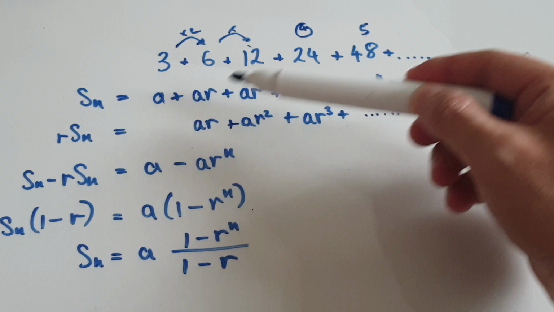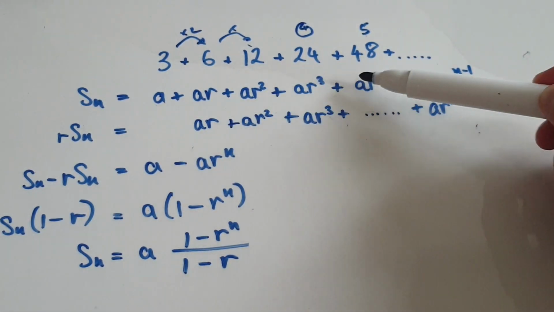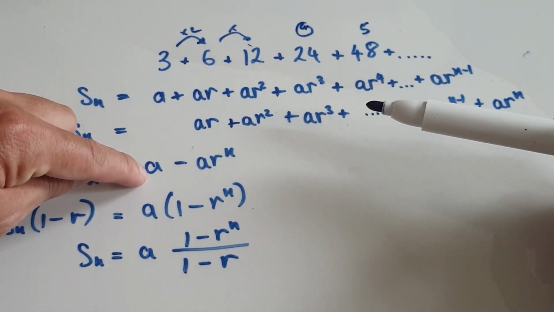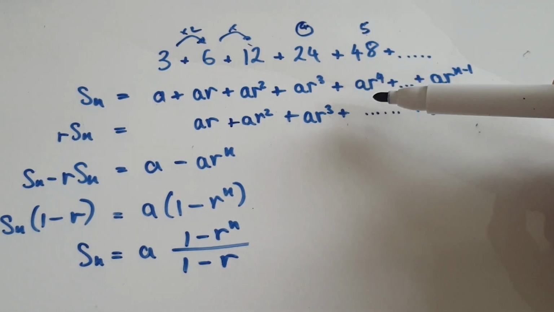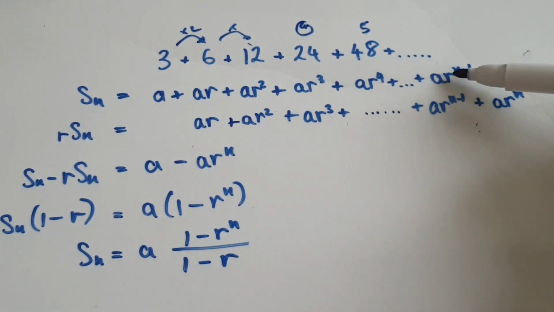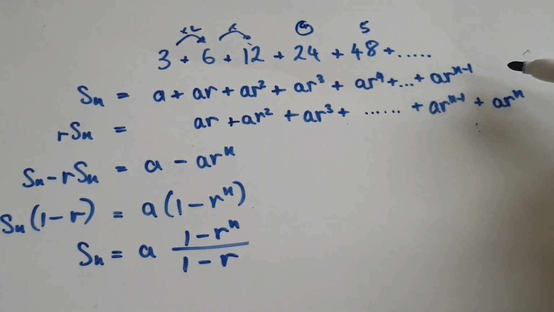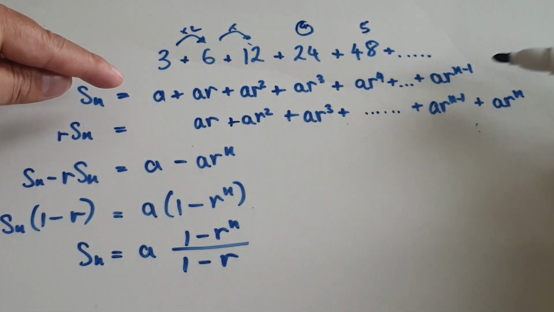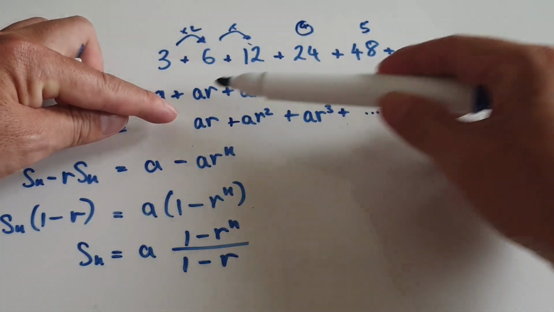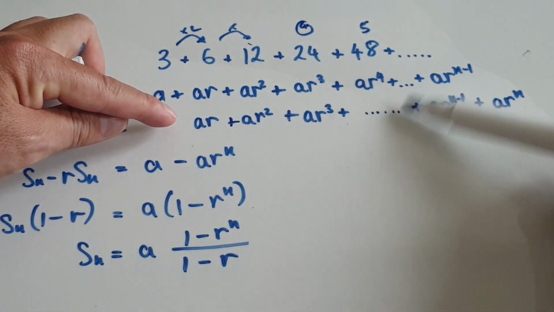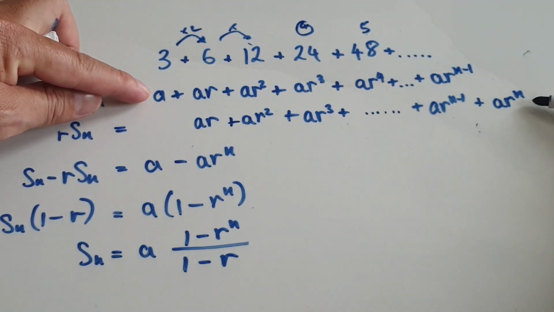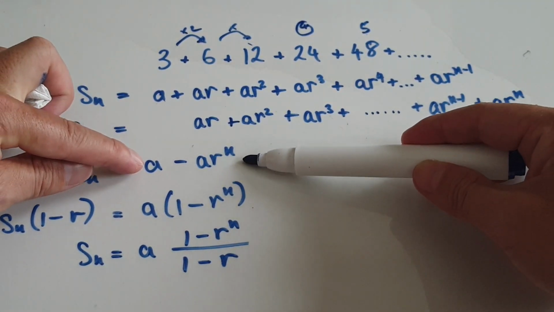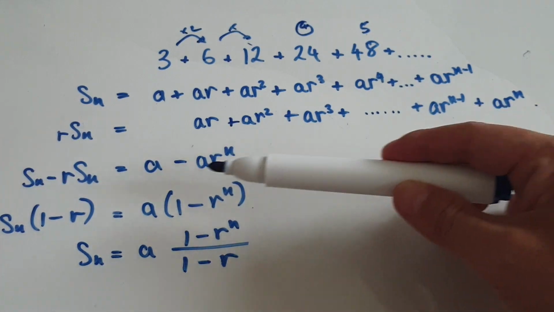So everything gets cancelled out apart from a, and then this will get cancelled out with this. This will get cancelled out with this, and then this, which is nothing, take away this, would be minus ar to the power of n. Think about it. When you get this, take away this, everything in between will get cancelled out apart from the first and the last. That will then give you this.